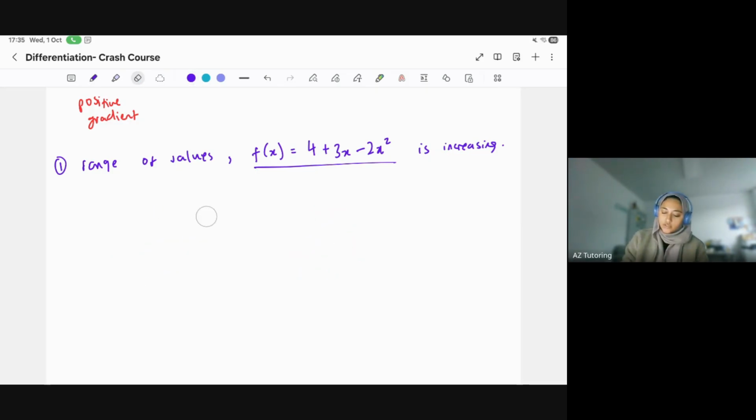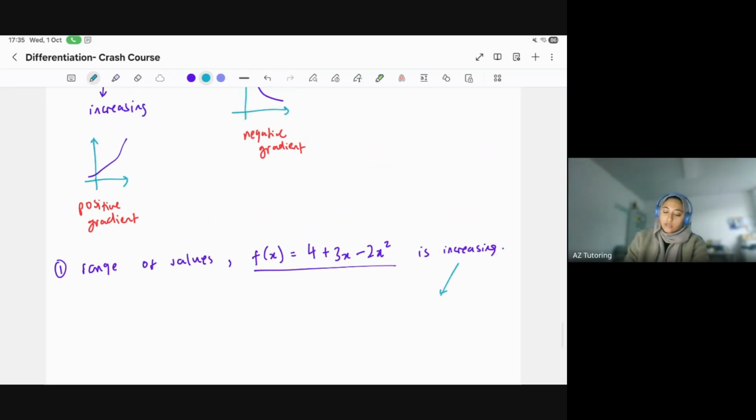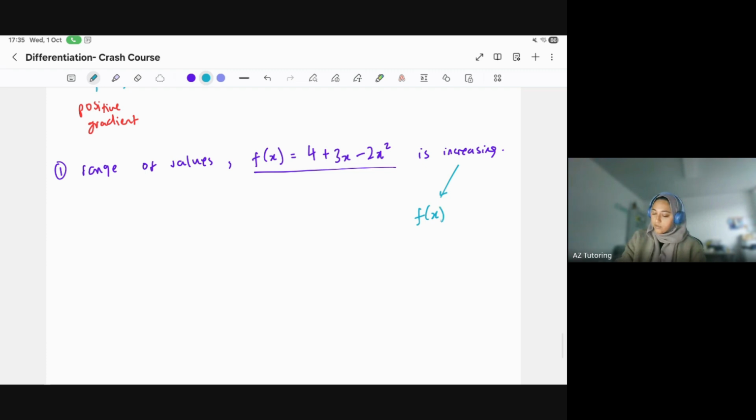Okay, so for this question, the range of values is increasing. So because it's increasing, I'm finding out when the differential is more than 0. So I'm finding the positive gradient. So that's what I'm finding when f prime of x, the differential, because we've got f of x, is more than 0. So that's what we're figuring out. Let's find the differential. The differential of 4 is 0. The differential of 3x is 3.